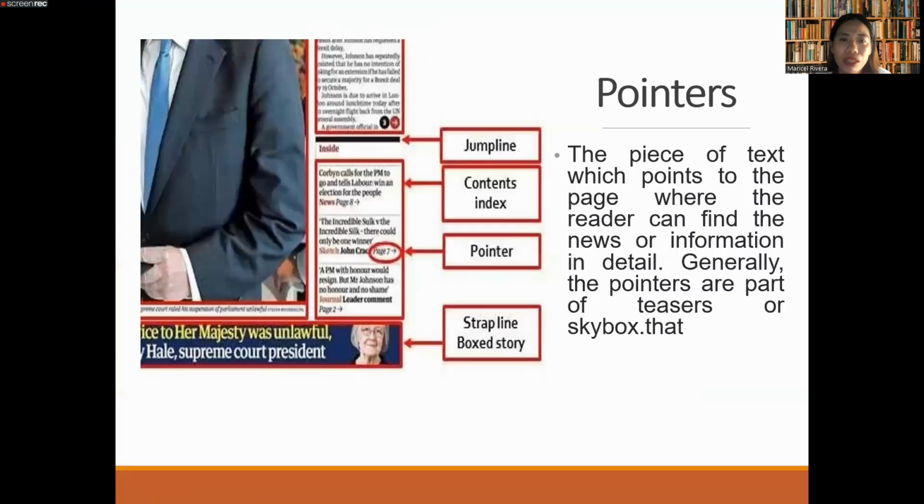Next, we do have here the pointer. Obviously, this is a piece of text which points to the page where the reader can find the news or information in detail. So this is the pointer.